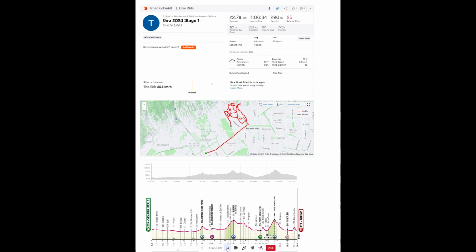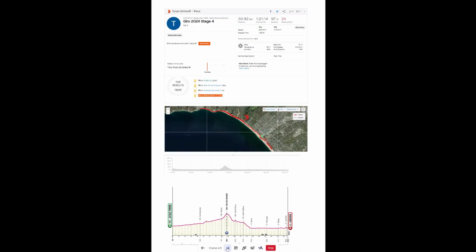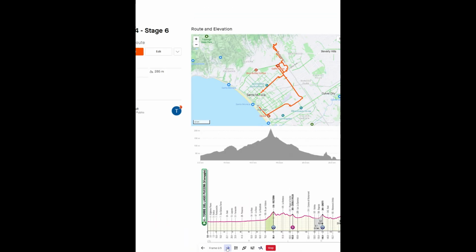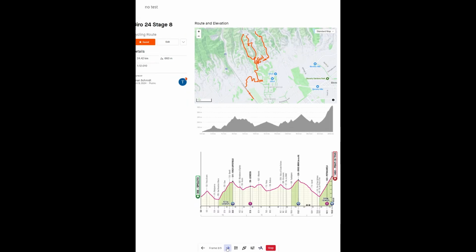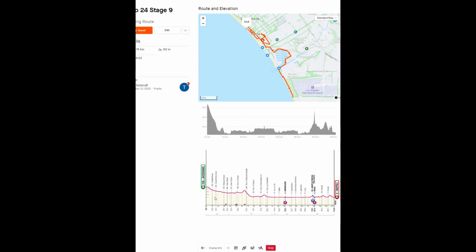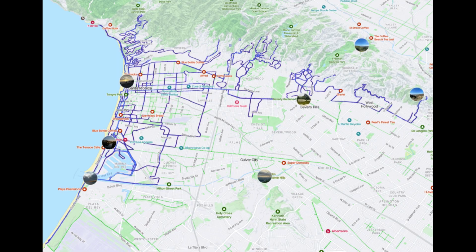So I painstakingly did this for each one of the 21 stages in the Giro. And here are the first 9 of them. You can see it's going all over the place throughout the LA area. And in fact, if you want to see, Strava gives you a map of everywhere I rode in those 3 weeks. That is 330 miles or 531 kilometers and more than 21,000 feet of climbing. So it's pretty impressive where you can go.